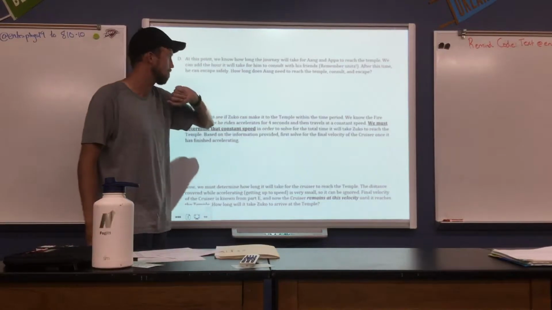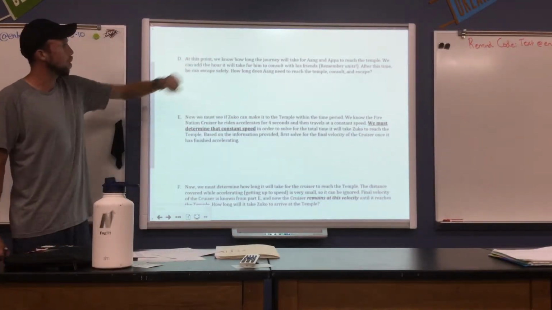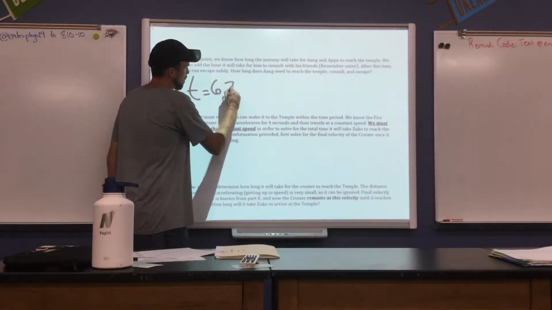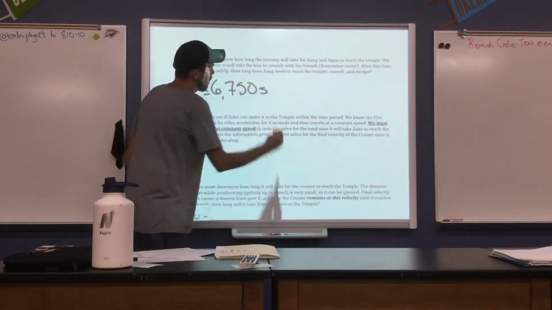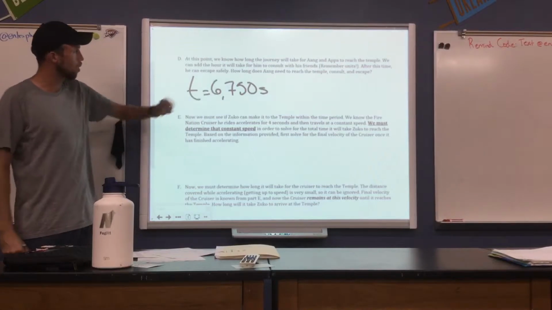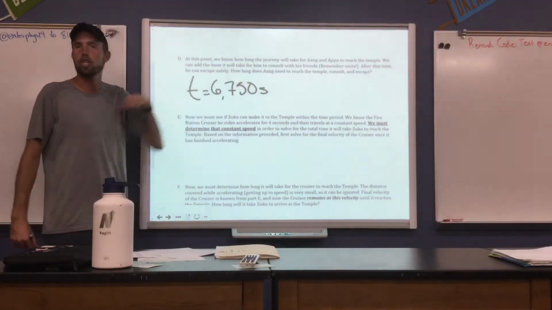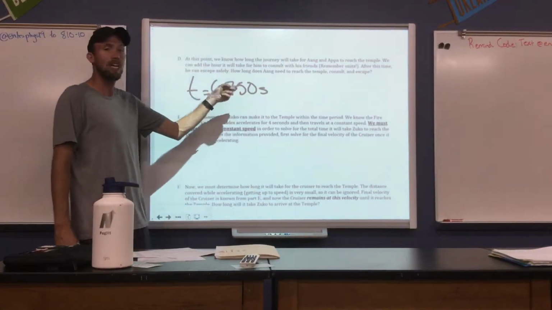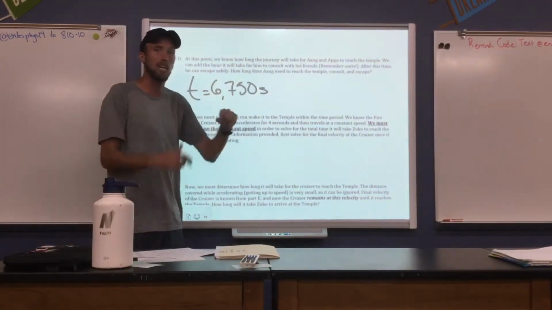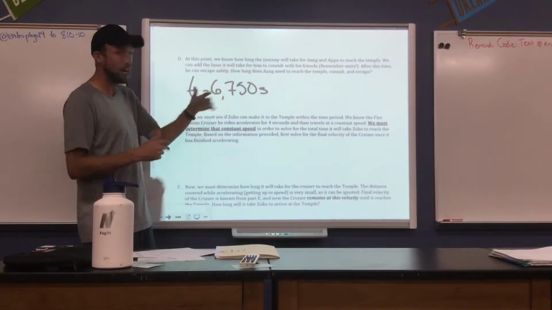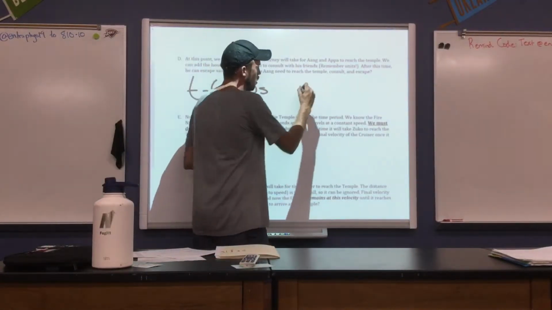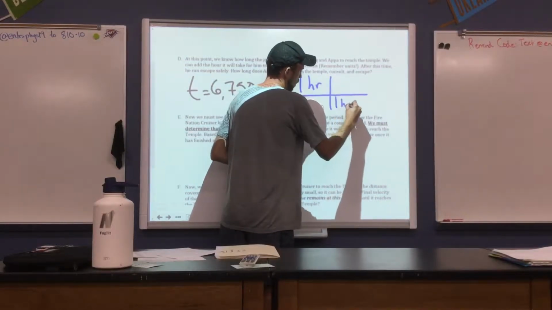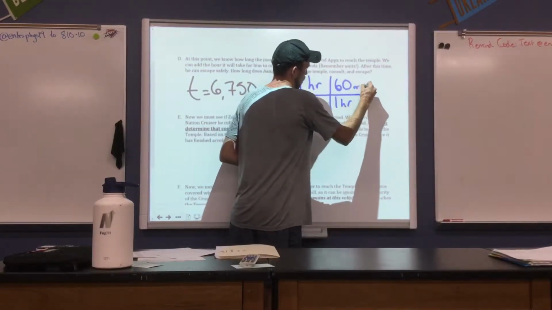So now we've solved B and C. D tells us, at this point, we know how long the journey will take. That is a time of 6,750 seconds. From there, we are told that it will take an hour to consult with his friends. A long conversation, if you will. Now, because we have a time value in seconds, we need to add not just 1 hour, but a value of seconds. So 1 hour is equivalent to 60 minutes.